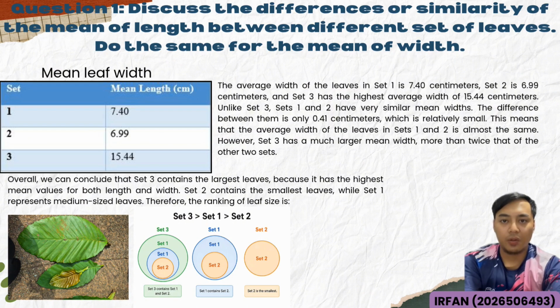Overall, we can conclude that set 3 contains the largest leaf because it has the highest mean value for both length and width. Set 2 contains the smallest leaf, while set 1 represents medium-sized leaf. Therefore, the ranking of leaf size is set 3 followed by set 1 and finally set 2.